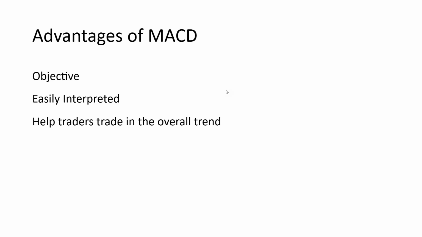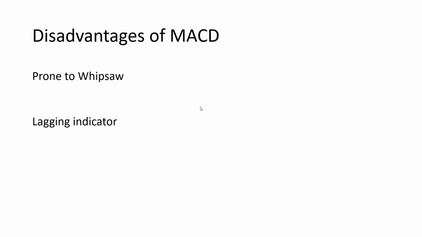Okay, it's also pretty easy to interpret, particularly with MACD. We'll talk about that as well, and it will help you with the overall trend. When we talk about MACD, it's a trend indicator, but it's also a momentum indicator. I'll talk more about that as we get into the calculation of it. Some disadvantages to MACD: you're using 3 moving averages, as we'll talk about. It can be prone to whipsaw, and it is a lagging indicator.